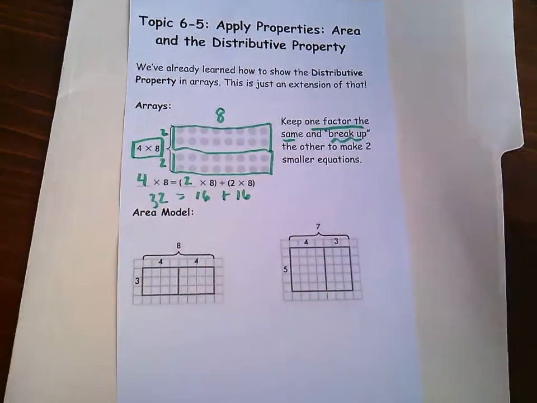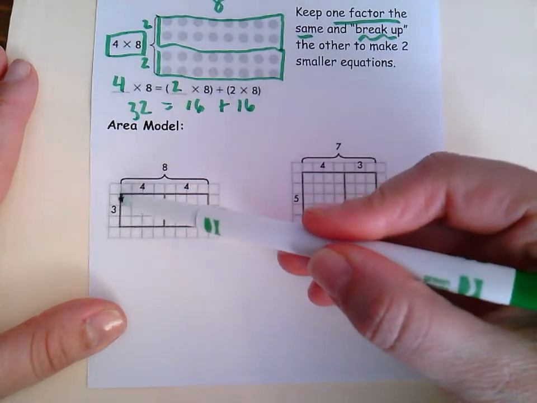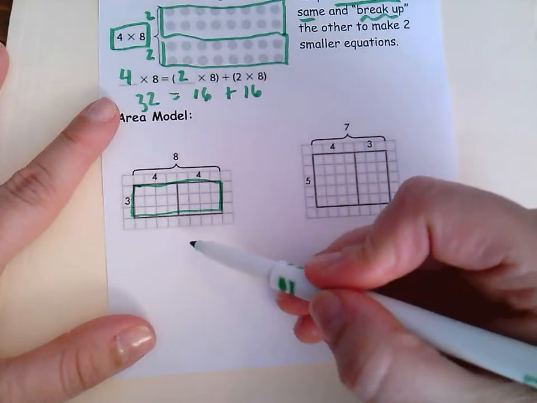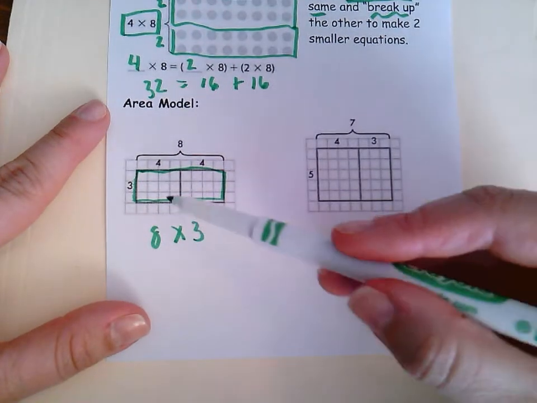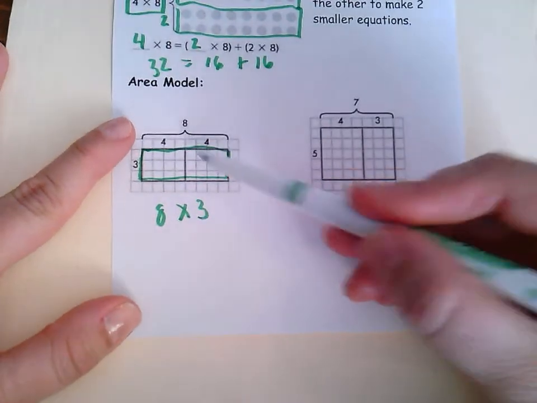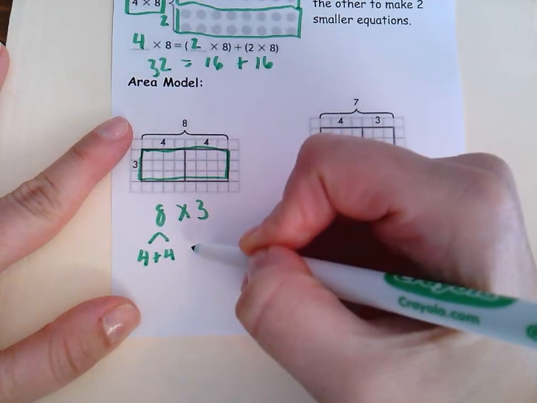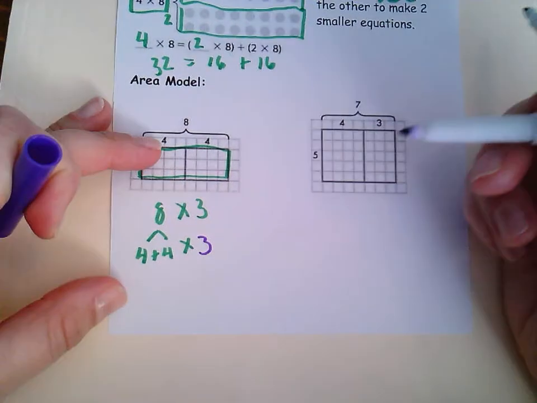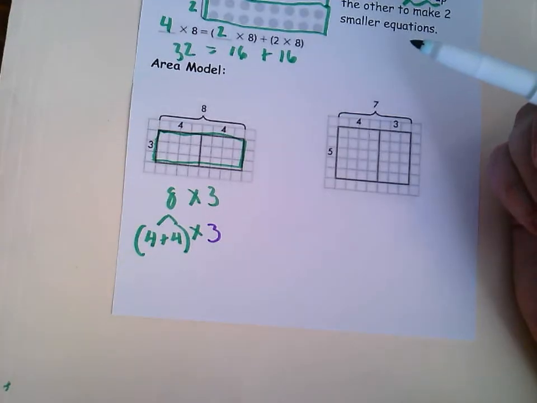So now we're going to be using it with the area model. And in this case, we can look at the original rectangle and find the length and width of the original rectangle, which would be that 8 across the top times the 3 down the side. And in this case, one of the factors has been broken up, and it's showing the 8 has been broken up into a 4 and a 4. Times that 3. I'm going to change that color of the 3 so it stands out more. Times that 3. So now we've got 4 plus 4 times 3.